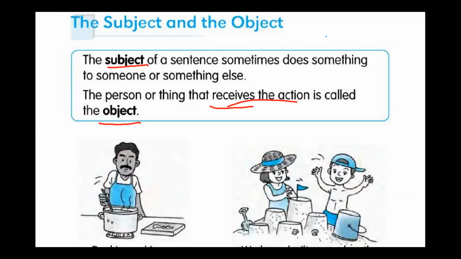Understood? Yes, ma'am. And what is verb then? The activity performed. जो भी activity action perform हो रहा है, वो verb होगा. Now let's see some examples.